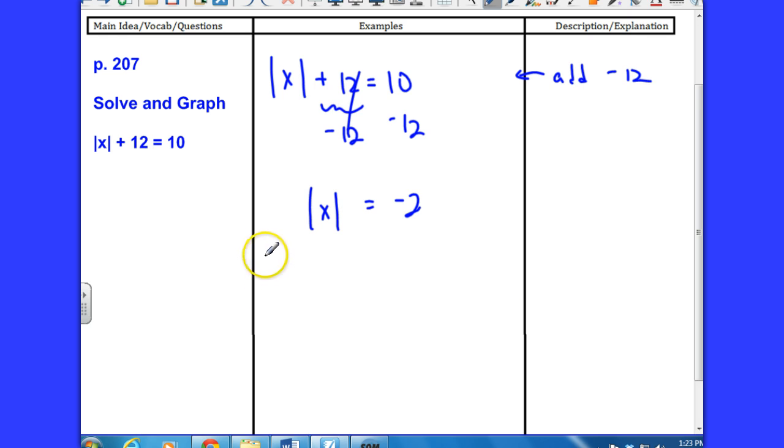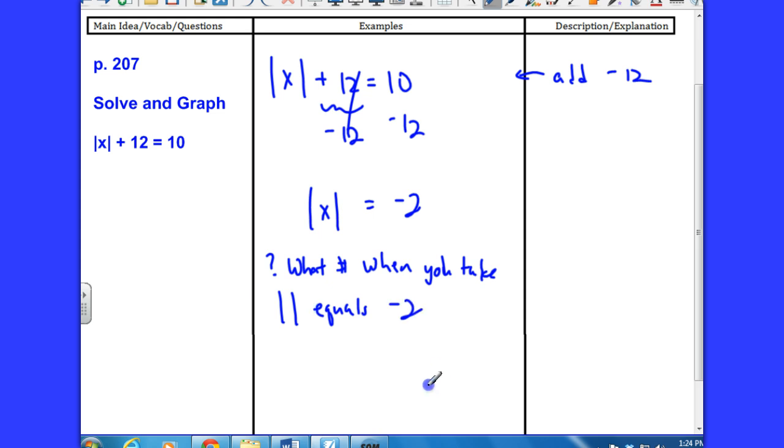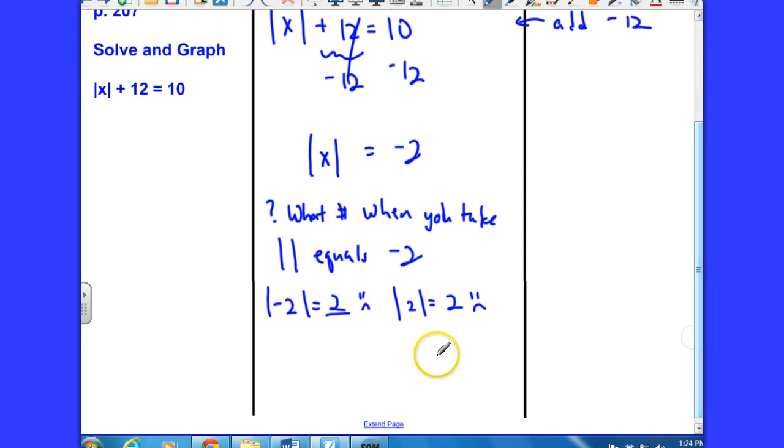Absolute value of x is equal to negative 2. So you're asking yourself, what number, when you take the absolute value, equals negative 2? Let's see, could the absolute value of negative 2, what does that equal? That's 2. So sad face, not a solution. How about the absolute value of 2? The absolute value of 2 is also 2. Sad face, no, not a solution. So what's the answer? The answer is there is no solution.